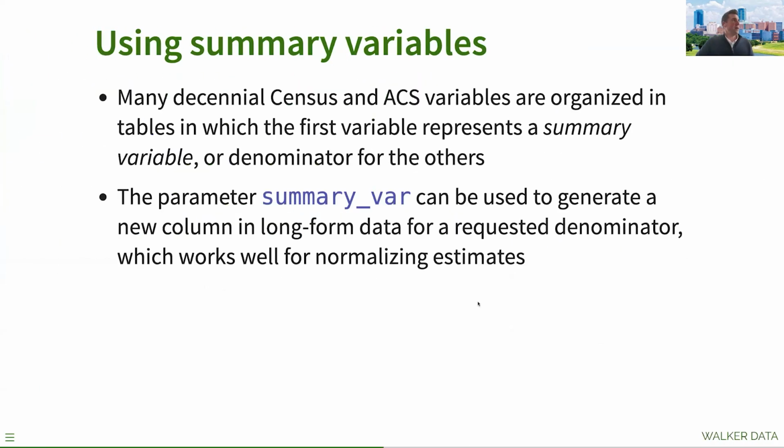So that's an illustration of the filter and arrange functions. I want to cover another workflow with something called a summary variable. In many cases, when you're working with census or ACS data, your variables are organized into a table. And the first variable in that table is likely to be a denominator for the others.